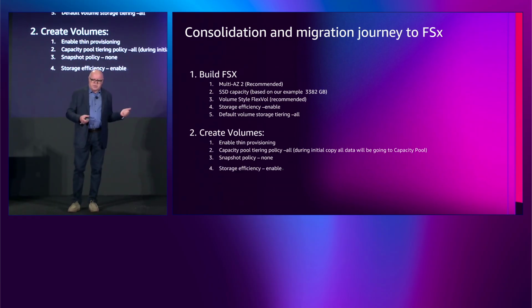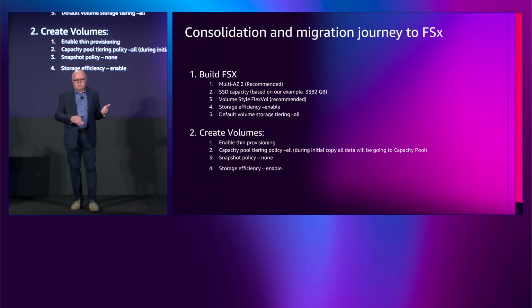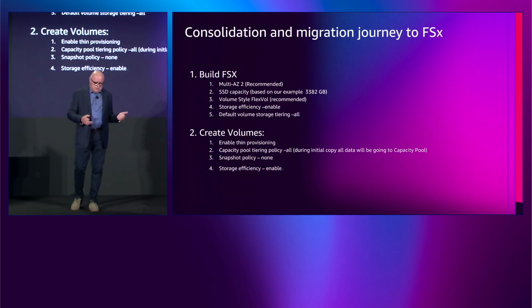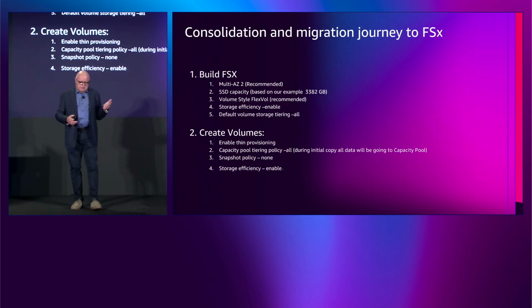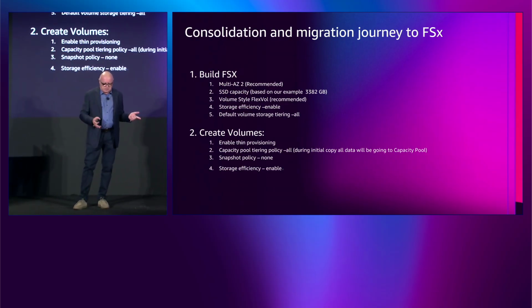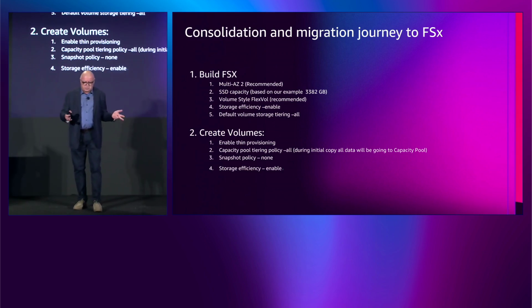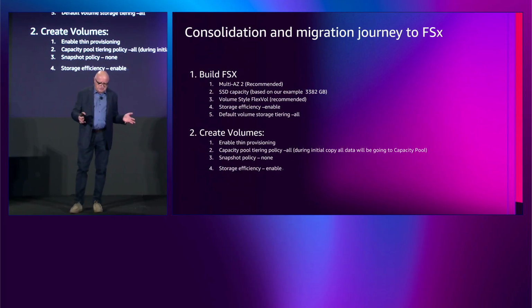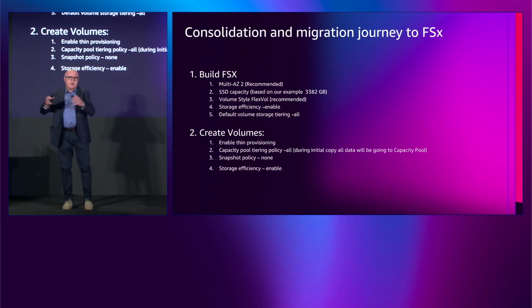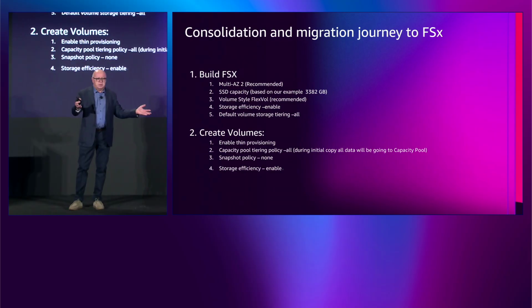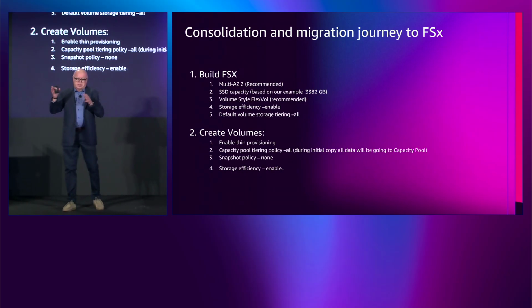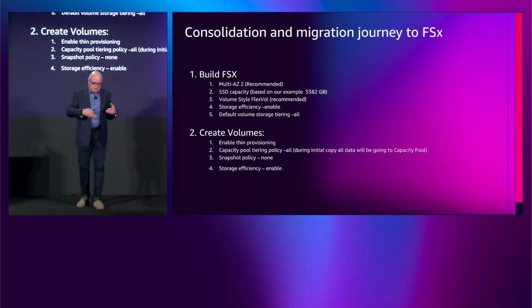So first, based on the design, we are building the FSX. We have the SSD, so we define the SSD. We have our volumes. We do them with FlexVolumes. We enable storage efficiency. And the default for the volume during the migration is all, so everything should go directly to S3. Why do we want to use the SSD tier at this point? We want to use the SSD tier only for the data efficiency. Then we create all those volumes.